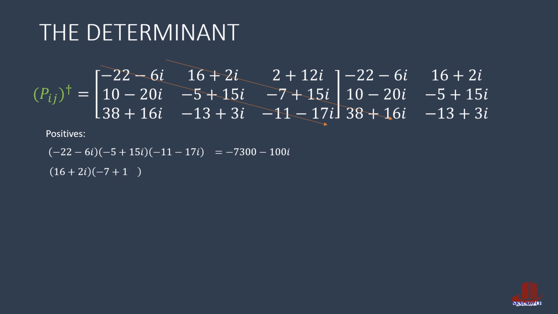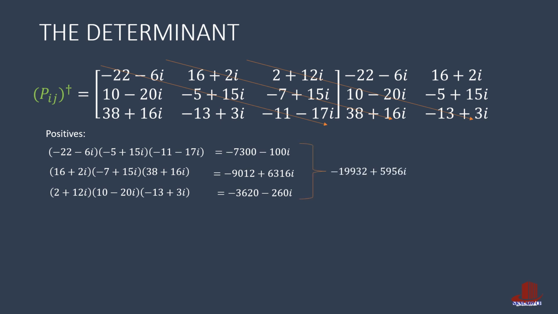The second diagonal elements are also multiplied. They are 16 plus 2i, negative 7 plus 15i, and 38 plus 16i. And their product is negative 9,012 plus 6,316i. For the third diagonal, the elements involved are 2 plus 12i, 10 minus 20i, and negative 13 plus 3i. Multiply together to have negative 3,620 minus 260i.